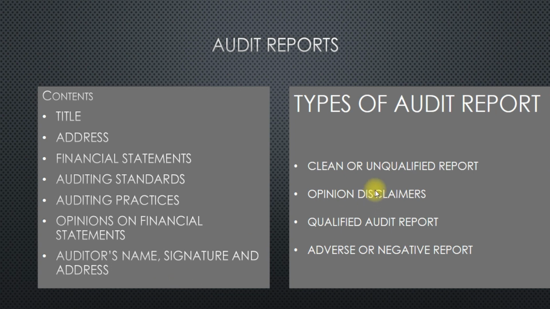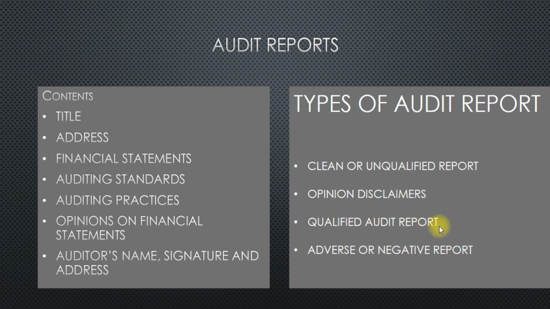Now, what are the different types of audit reports? Audit reports belong to one or more of these types, namely the clean or unqualified report, which is based on generally accepted accounting principles, GAAP. Then there are opinion disclaimers: whenever the auditor fails to obtain information or gather evidence, he may make a disclaimer. That is one type of report which the auditor makes.